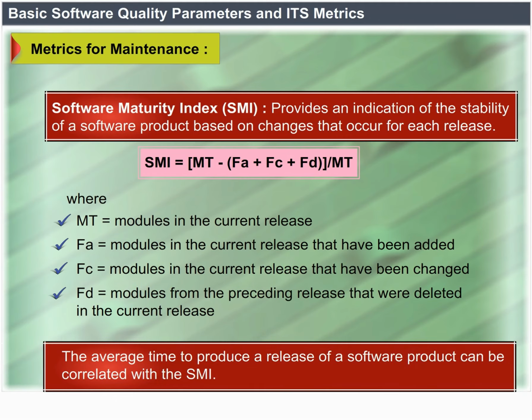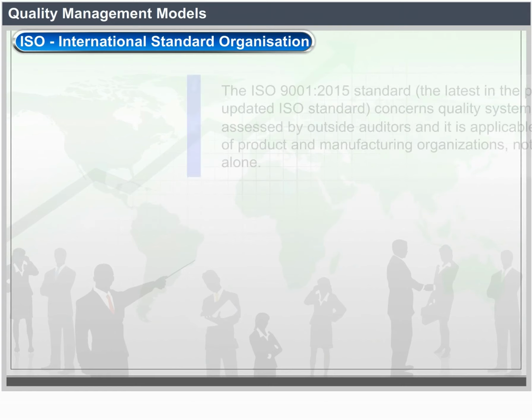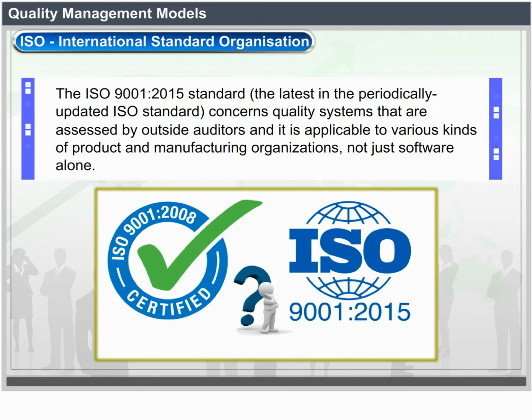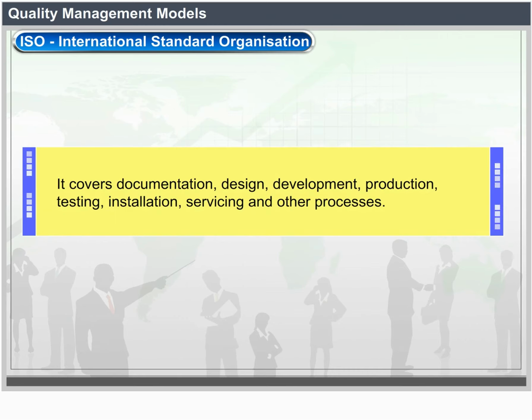Quality Management Models. ISO, International Standards Organization. The ISO 9001:2015 standard, the latest in the periodically updated ISO standard, concerns the quality systems that are assessed by outside auditors, and it applies to many kinds of production and manufacturing organizations, not just software. It covers documentation, design, development, production, testing, installation, servicing, and other processes.